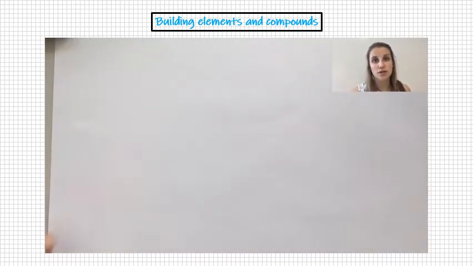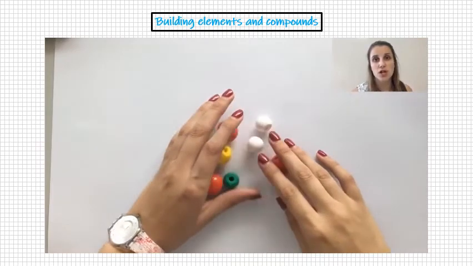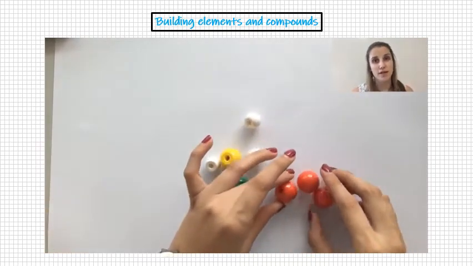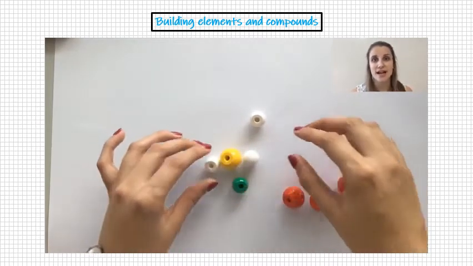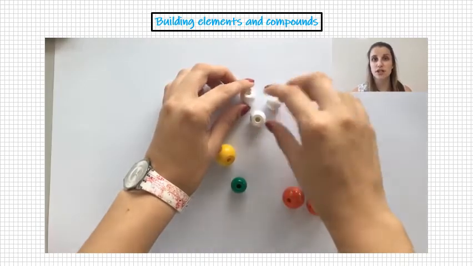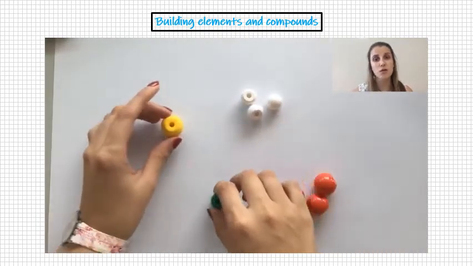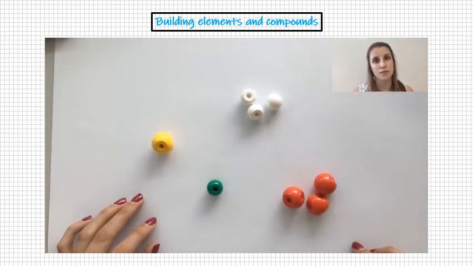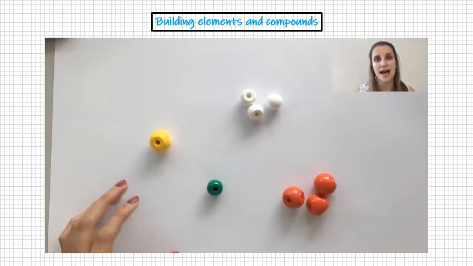Today we're going to be using these small molymod balls as a model for an atom. Obviously atoms are way smaller than this, but we're going to use this as our model today. What you can see that I've got here is several different types of atoms, and if we organize them into sections of the same type of atom, we can then call those elements.